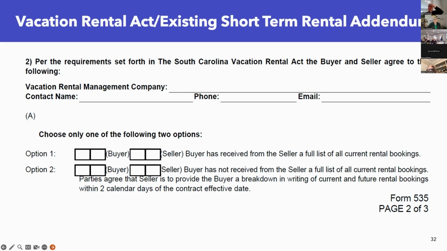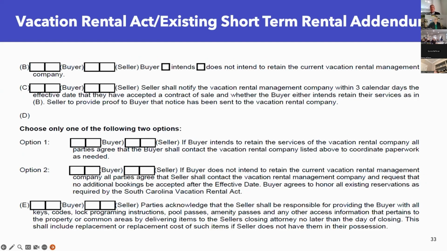So number 2, who's the property manager? Because oftentimes those short-term rentals have those. And are we keeping it? Are we not keeping it? Has the buyer gotten a list of all the current bookings? Or is the seller about to provide that? That's the question in front of you. The next one that we'll move to now is the one that says, I do or don't intend to keep on that same management company. The new buyer may want to do the management himself.